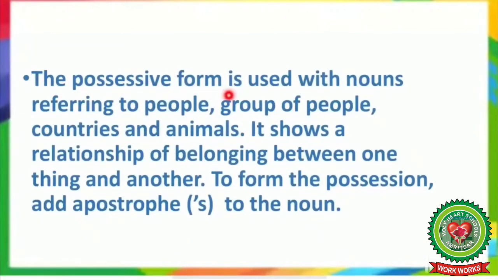The possessive form is used with nouns referring to people, groups of people, countries and animals. It shows a relationship of belonging between one thing and another. To form the possession, add apostrophe s to the noun. Now students, according to this paragraph, the possessive form is used with nouns. Possession shows a relationship of belonging between one thing and another, and we have to just add apostrophe s with the noun.